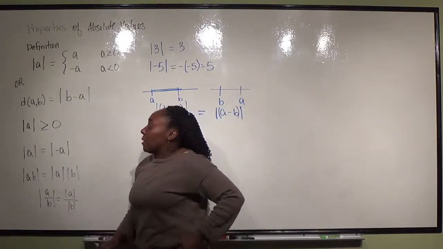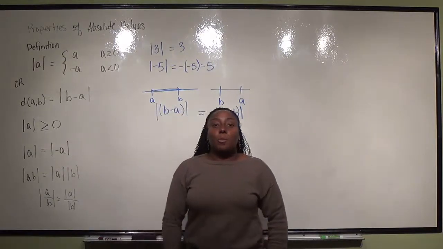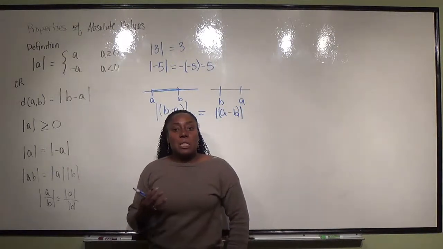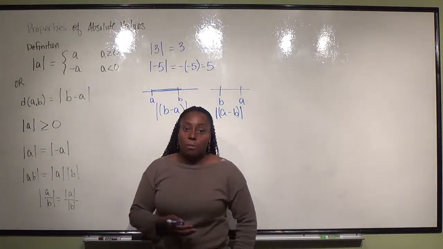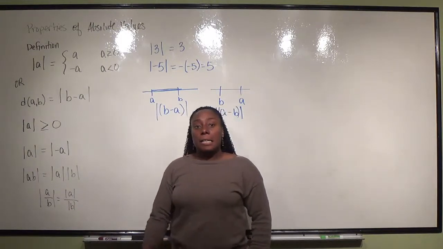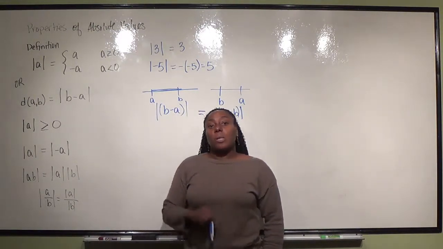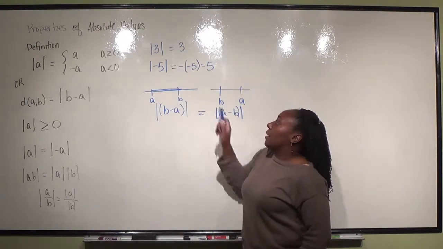Some of the other properties that we're going to see for absolute values, this first one is actually more of something just to be stated. It goes along with our definition of absolute values, and that is, it doesn't matter what number I put in there, when I take the absolute value of it, it is always going to be positive, meaning greater than or equal to 0. And we can kind of see that here.